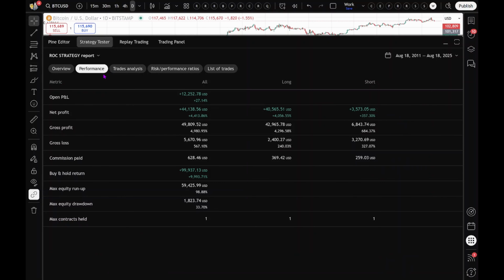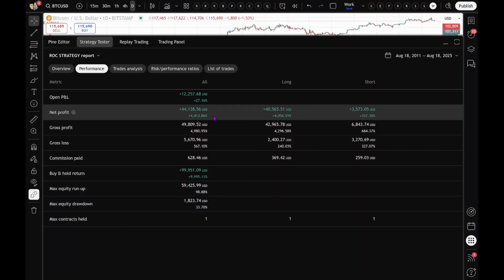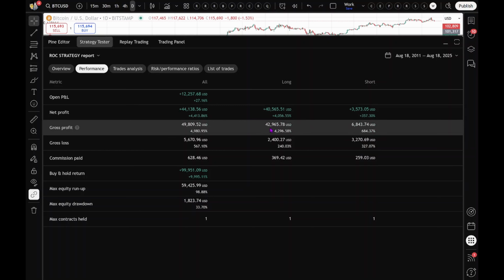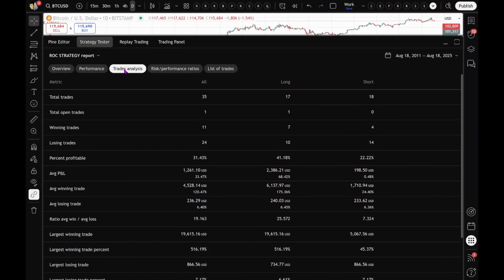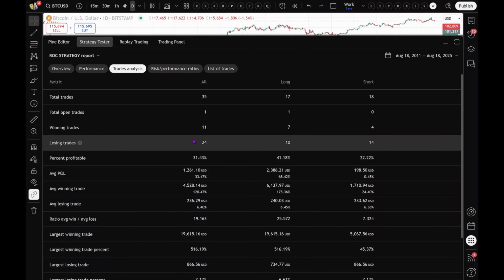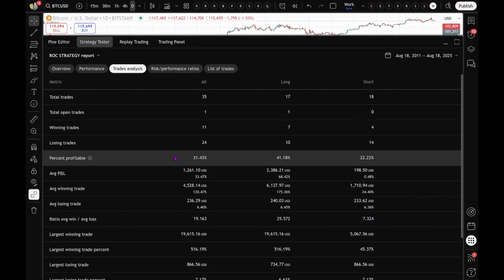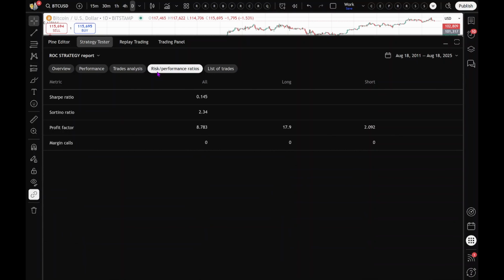Looking at performance, we see that we currently have an open position with 27% profit. We can see that we made money with both long positions and short positions, with more than 350% profit on shorts. Here we have the gross profit, gross losses, commissions paid, and so on. We also have a trade analysis feature right here. We can find the number of winning trades and losing trades, the percentage profitable, the average P&L per trade. And here we have the risk performance ratios.